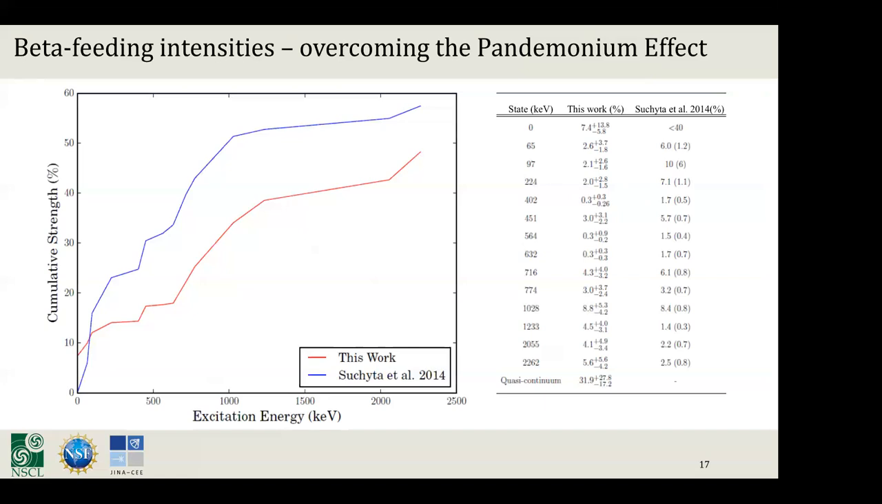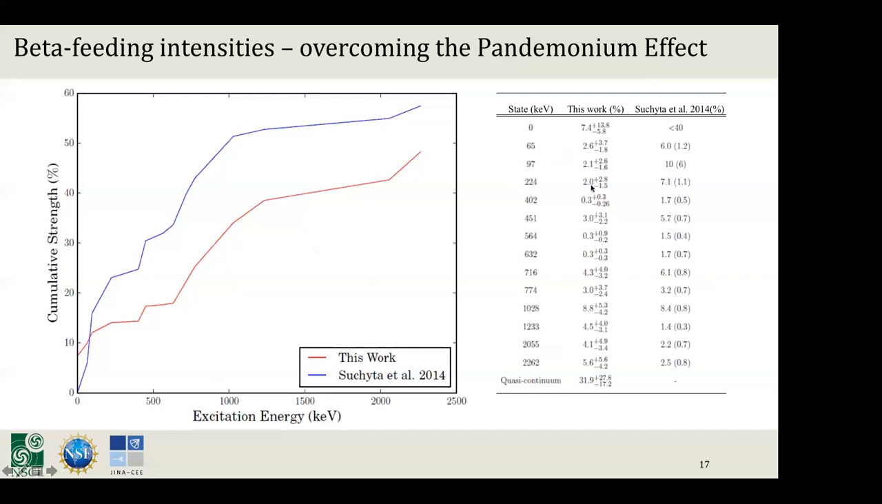The problem with this is that if you have an extremely high density of states, a lot of transitions, some very weak transitions, compounded with the lower intrinsic efficiency of a germanium array, you will individually miss gamma rays. And that leads to a systematic overestimation, essentially, of the population of the low-lying states, because you've missed the transitions from the higher-lying states that you would normally subtract off.